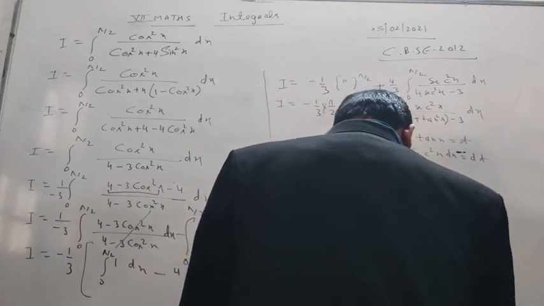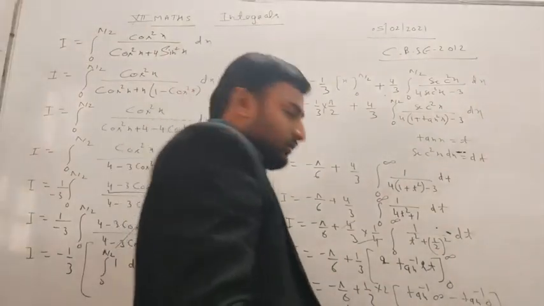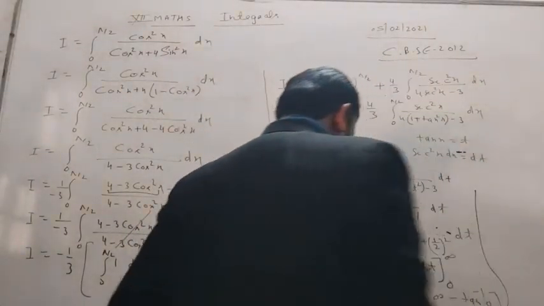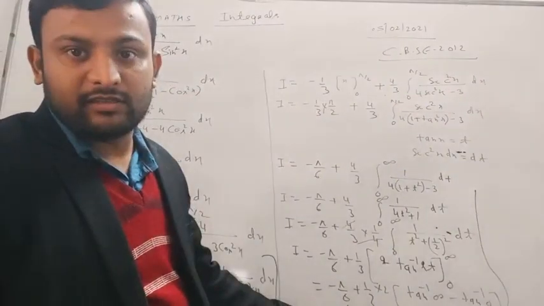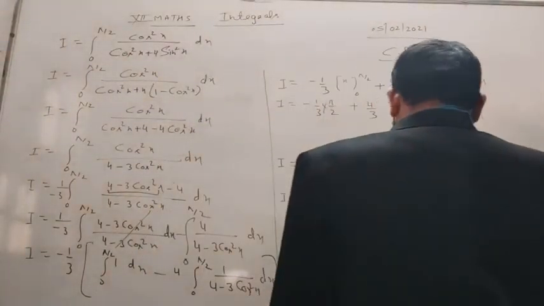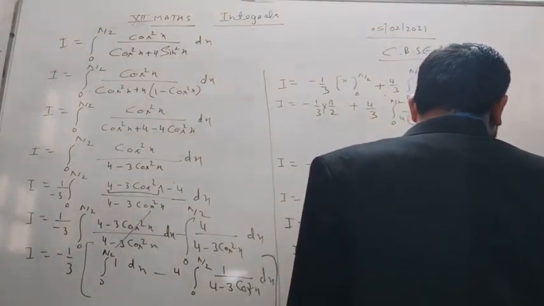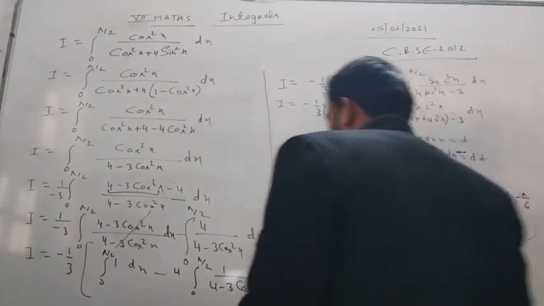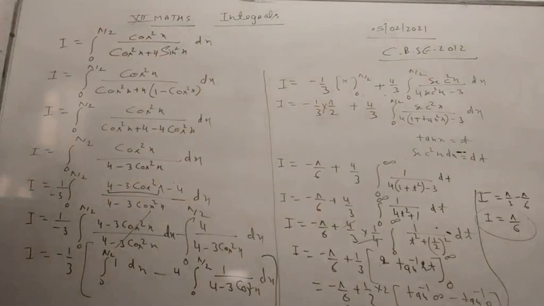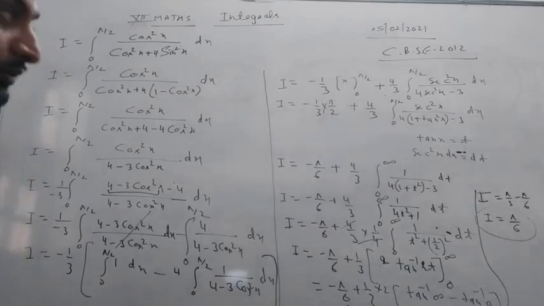So students, when we further solve it, we get minus pi by 6 and plus pi by 3. So we get I is equal to pi by 3 minus pi by 6. This is equal to pi by 6. So this will be our required result. Okay students, I hope you understand. Now let's see once again what we have done in this question.